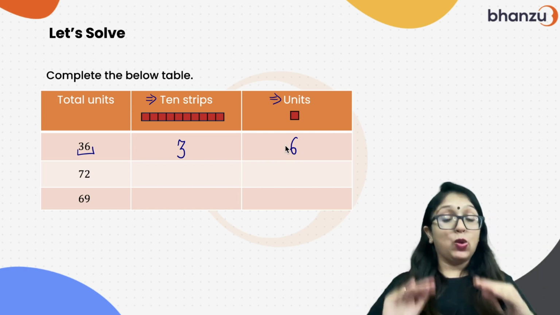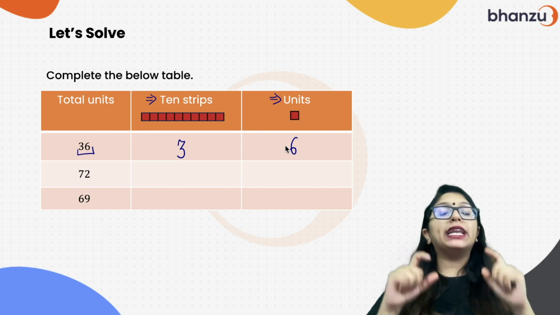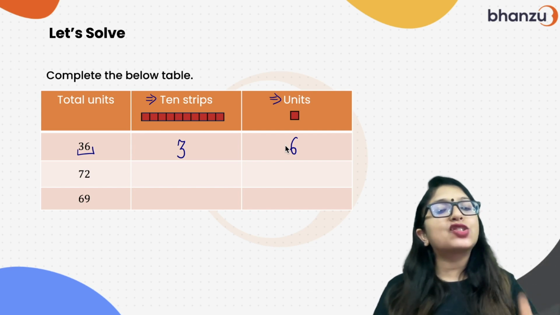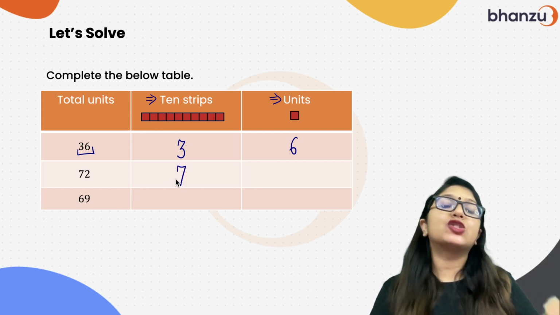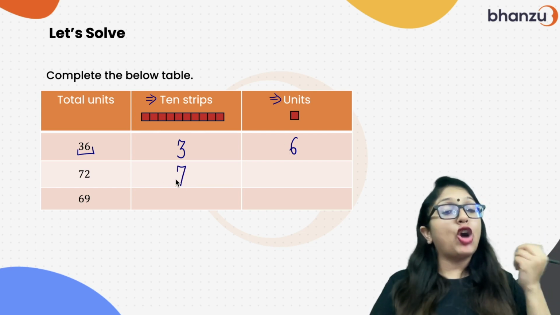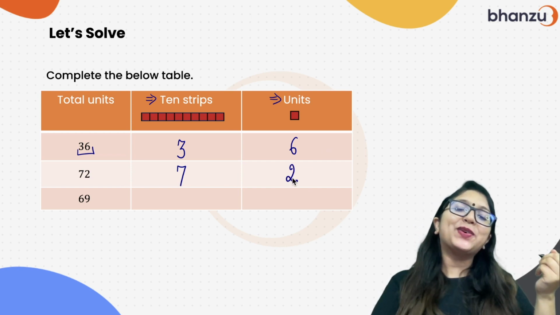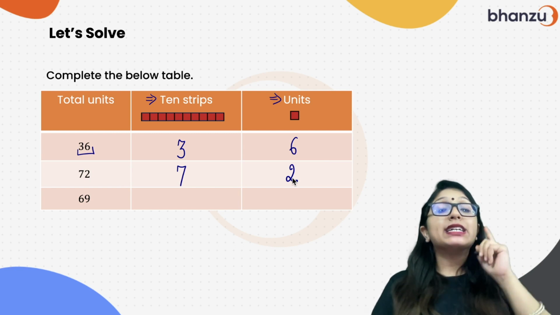Easy peasy. Now in 72, how many 10 strips are required? Of course, there should be 7 10 strips, right? Because 7 tens will become 70. And then how many units will be there? 2. So this will become 72. Let's go to the next one.